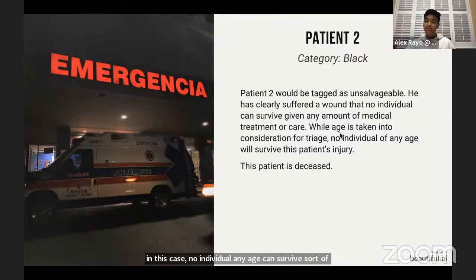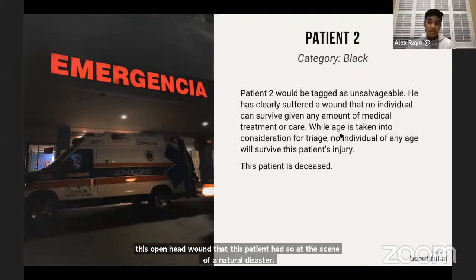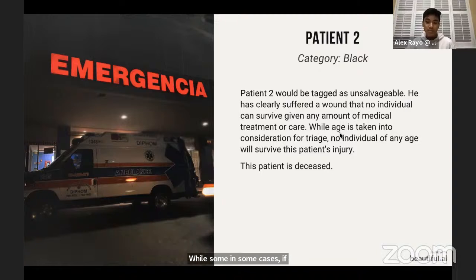So at the scene of a natural disaster, while in some cases, if there are enough hospital resources available, maybe that hospital might tag this patient as red and try and save him. But since this is a scene of a natural disaster, this patient would actually be categorized as deceased or black or unsalvageable. But good job, guys.